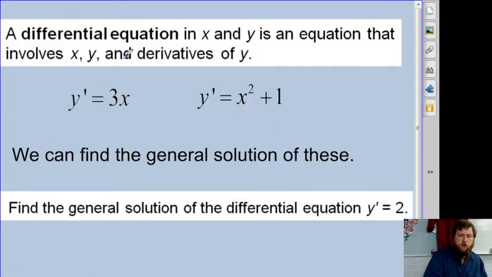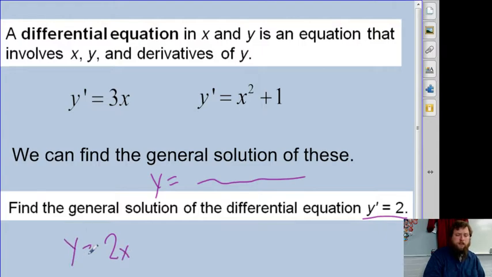Now, a differential equation, we've done stuff like this before. It's where you just involve x and y and derivatives of y. So you might see y prime equals 3x, y prime equals x squared plus 1. You can find general solutions of these by doing the antiderivatives. When I say general solutions, I want y equals whatever. Well, I have y prime, so I've got to find the antiderivative. If I want to find the general solution of y prime equals 2, I know the antiderivative is going to be 2x, so y equals 2x, but don't forget the plus C.